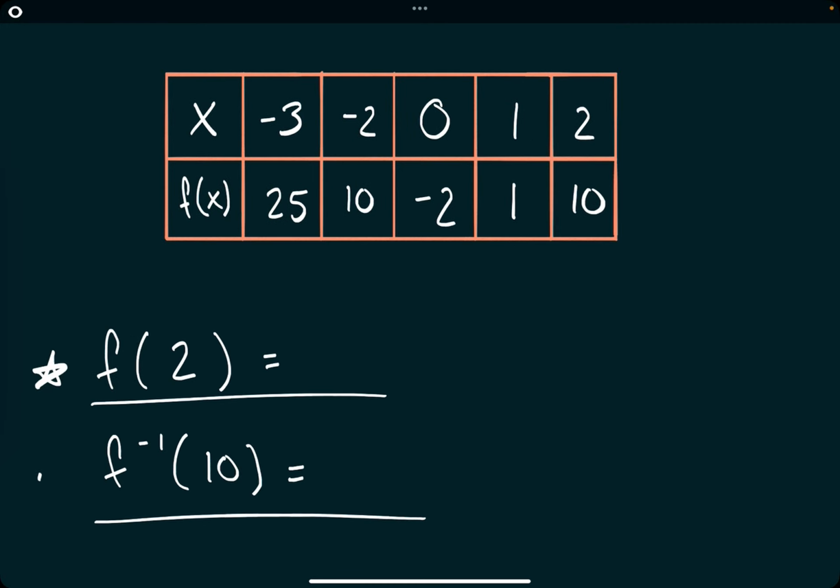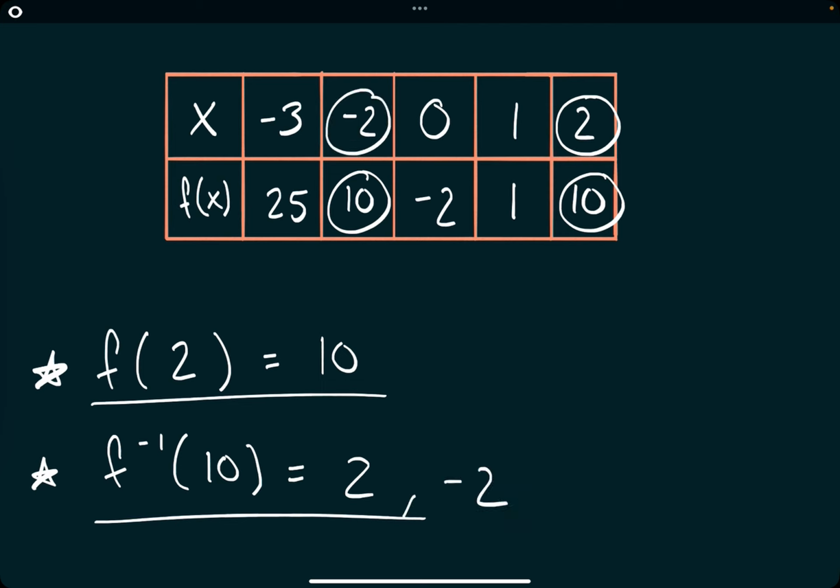All right, last one. What's f of 2 and what is f inverse of 10? Well, when x is equal to 2, f is equal to 10. Easy peasy. So you might right away say, well, then f inverse of 10 has just got to be 2. Because when f is 10, x is 2. But wait a minute. When f is 10, x is also negative 2. So which answer is correct? Well, actually, they're both correct.